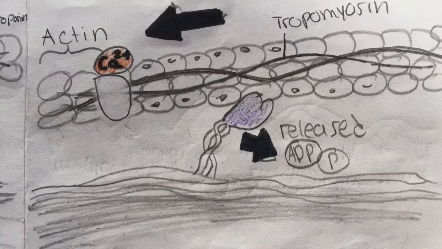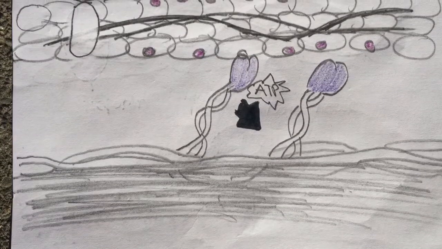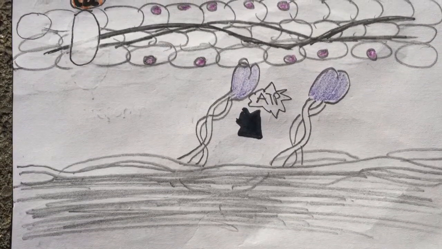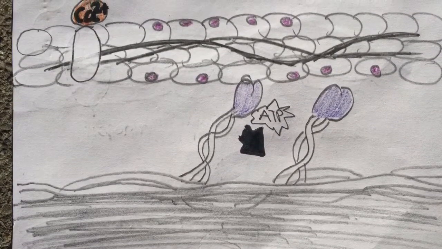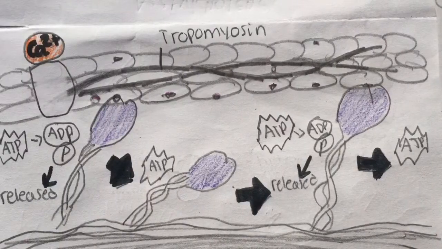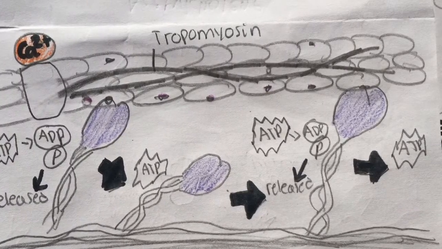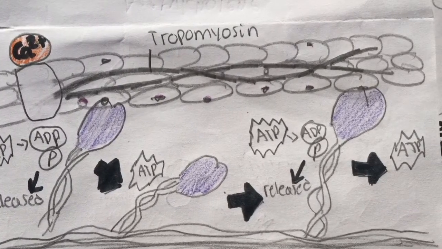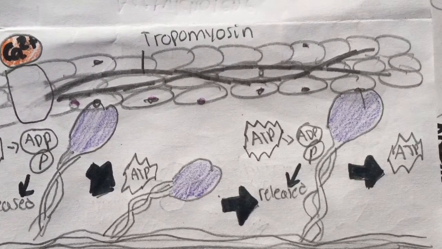ADP and phosphate are then released, and a new molecule of ATP binds to the myosin head. This allows the myosin head itself to release from the binding site. ATP will again be hydrolyzed into ADP and an inorganic phosphate, and the whole process will repeat itself.